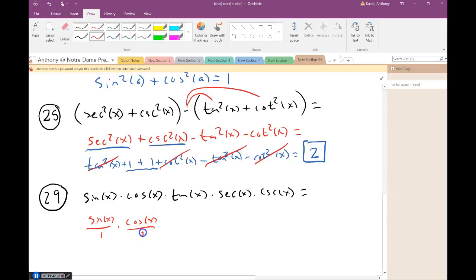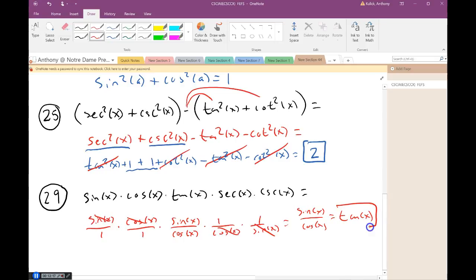So I'll just write everything in terms of sines and cosines. And in general, if you're not sure what to do, that's usually not a bad thing to do. And what do we notice here? Yeah, so, and we're left with sine over cosine. And as you might have remembered, that was just exactly what tangent was.